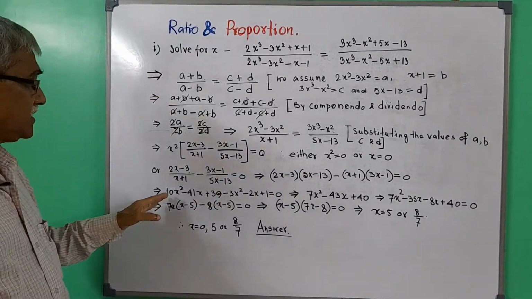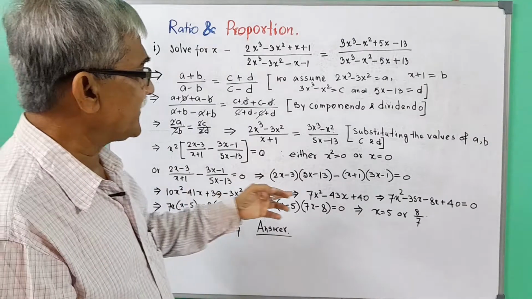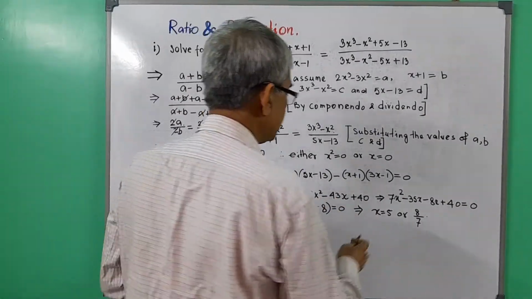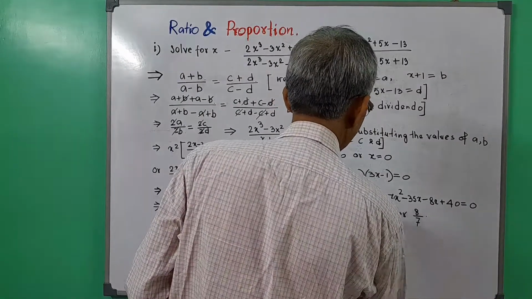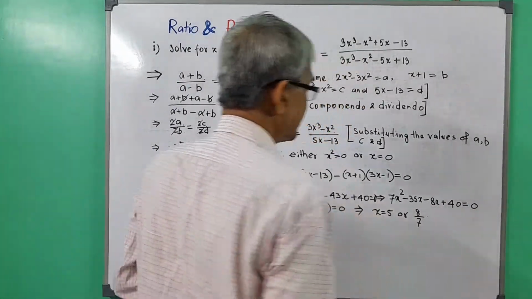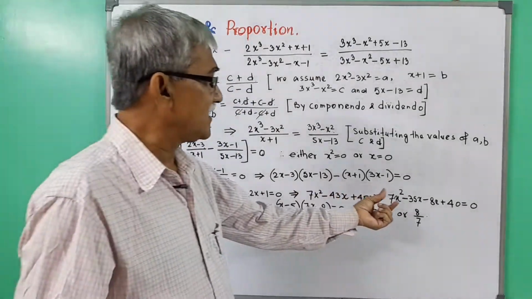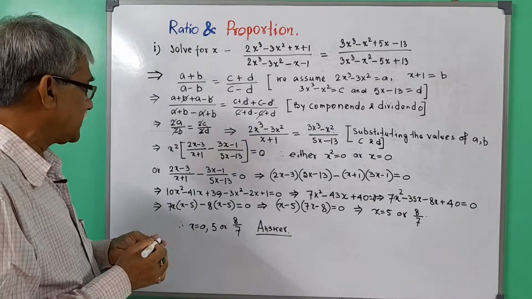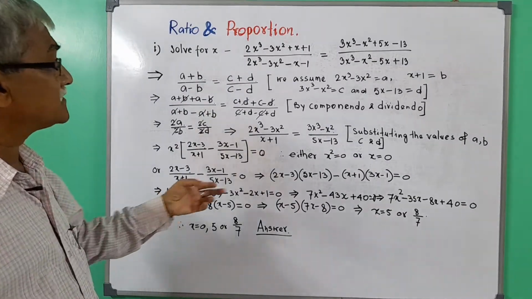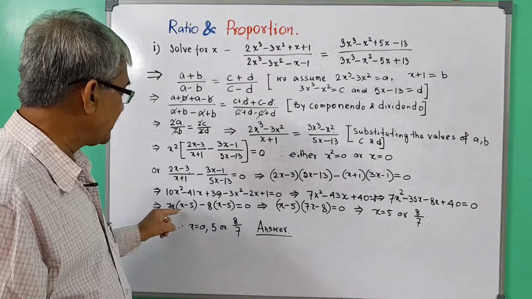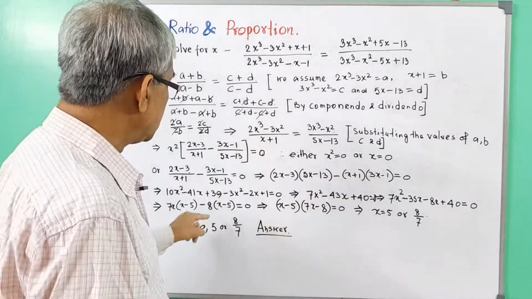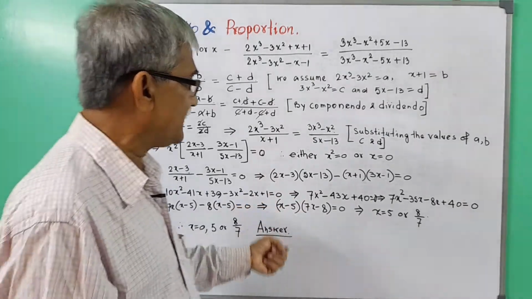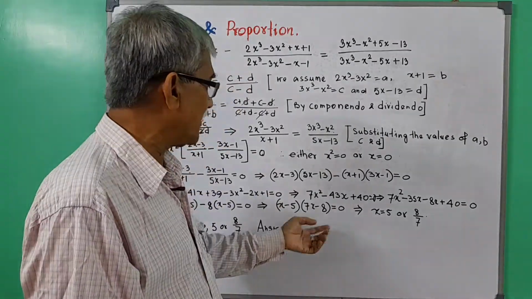Next you break it up, and this way you get 7x square minus 43x plus 40 equals 0. I have done the middle term factorization: 7x square minus 35x minus 8x plus 40 equals 0. I have taken 7x common from the first 2 quantities: 7x into x minus 5, minus 8 into x minus 5 is equal to 0. This way it becomes the factor x minus 5 into 7x minus 8 equals 0.